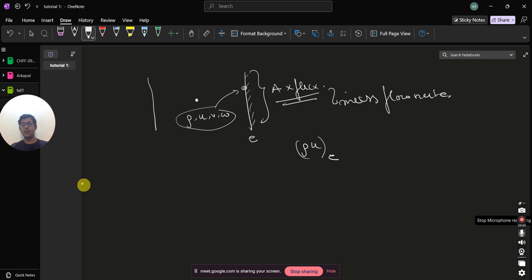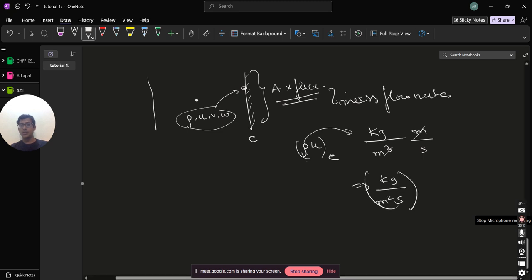in the boundary. So if you see, let us do a dimensional analysis. This is kg per meter cube, and this is nothing but meter per second. So this comes out to be kg per meter square per second. So what does this term tell us? This is nothing but the flux.